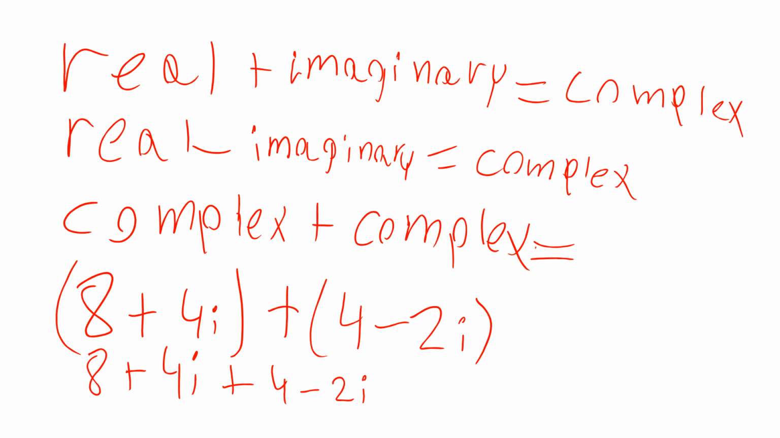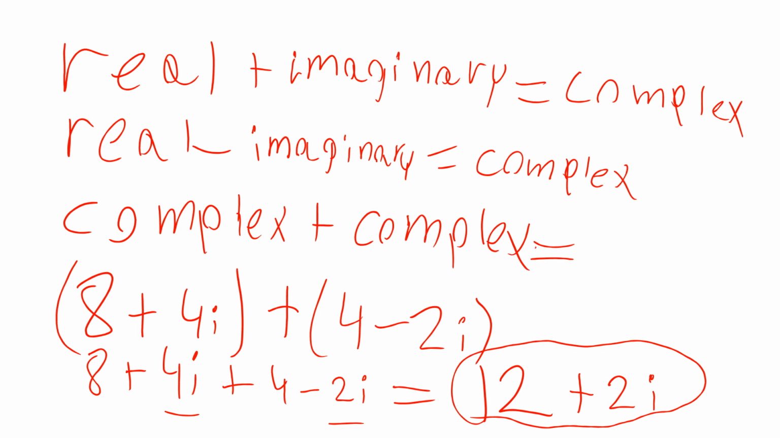Now I can just combine like terms. 8 plus 4, that's just 12. 4i minus 2i is 2i. And we can't simplify this any further, so that's our answer. And we notice that 12 plus 2i is a complex number.